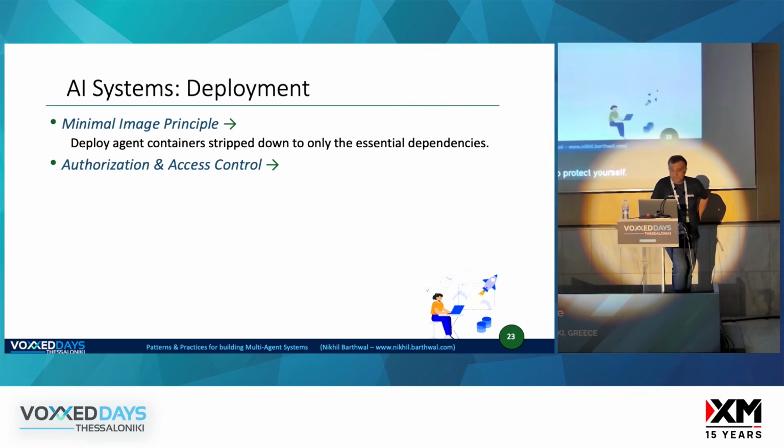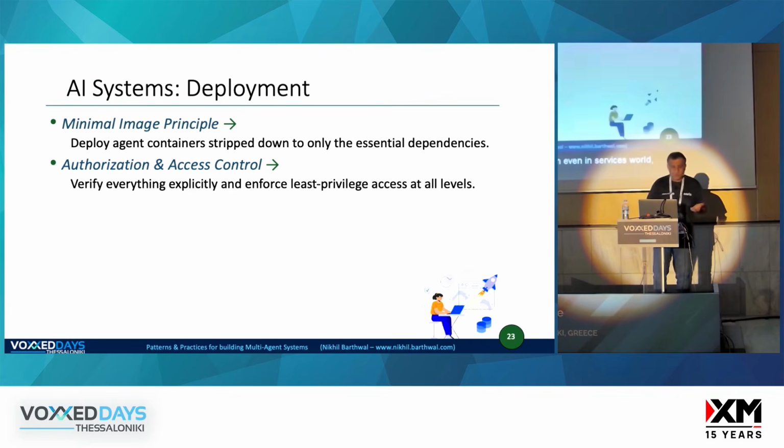Proper authorization and access control. We have this problem even in the services world, right? Proper IAM permissions have to be set up. So you always want to do the same thing with agents. Agents are more dangerous because they are committing actions, right? So you always want to have least privilege access at all times.